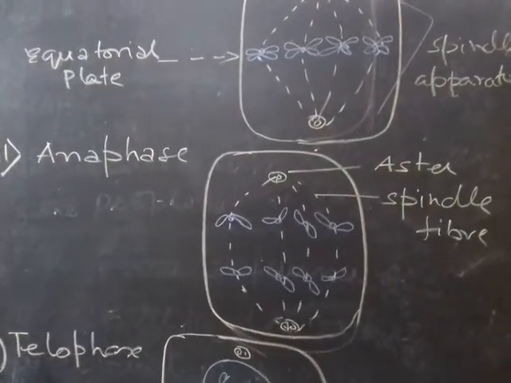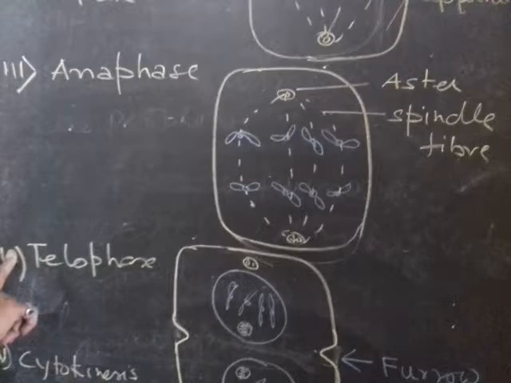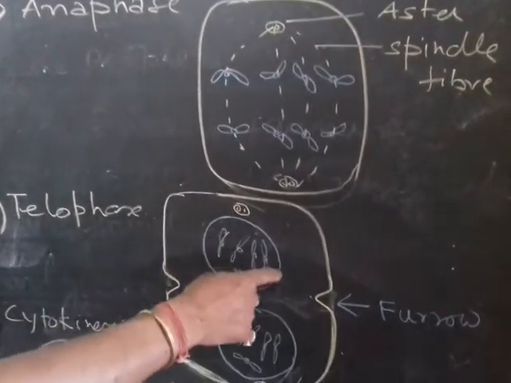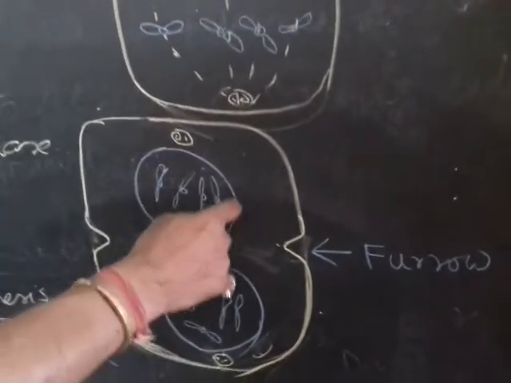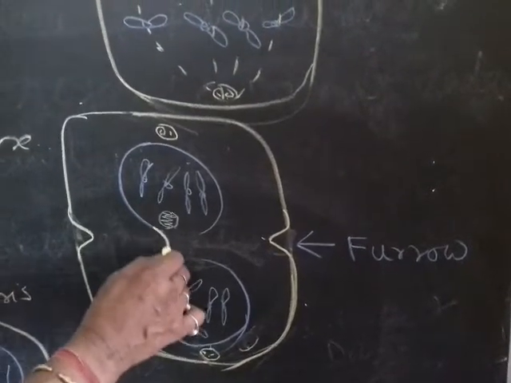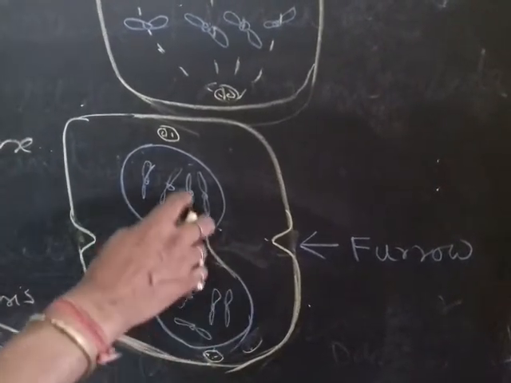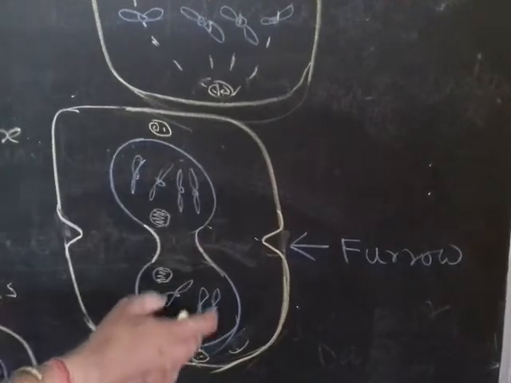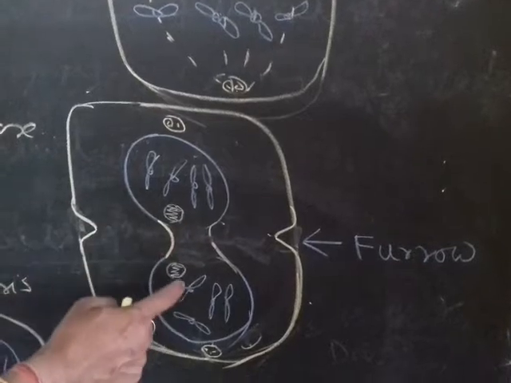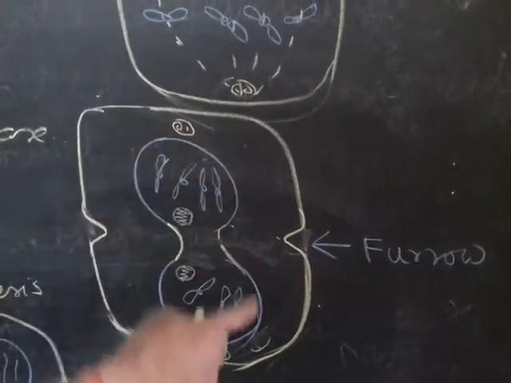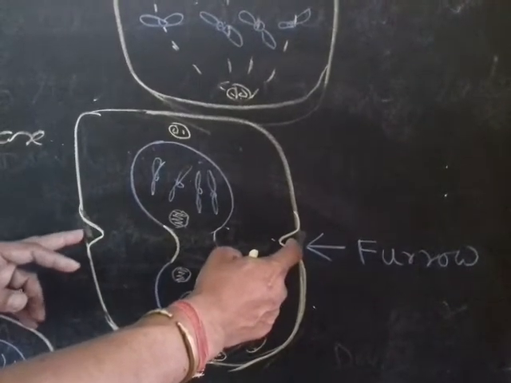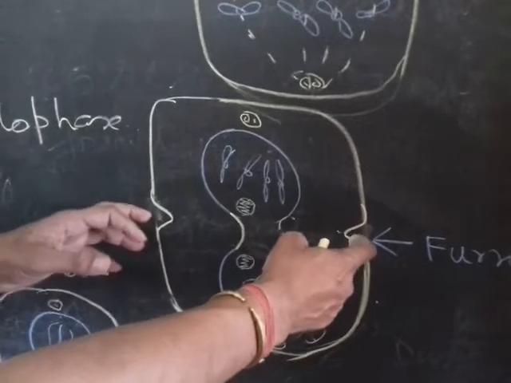Now the fourth stage is called the telophase stage. In the telophase stage, the nuclear membrane is reappearing. It is a little bit connected here, not totally separated. The chromosomes have moved apart, the nuclear membrane is reappearing, the nucleolus is also reappearing, the centrosomes are there, and in the animal cell you can see a furrow formation showing the initiation of the cytokinesis.